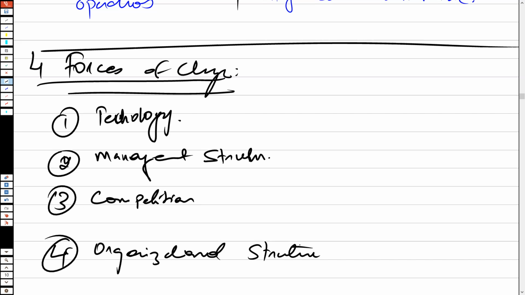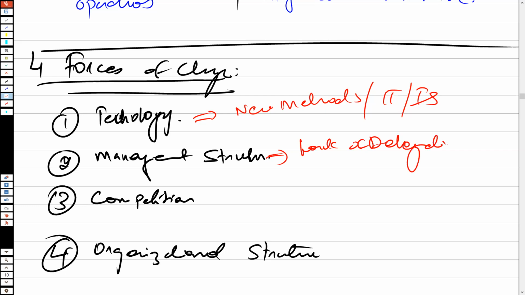So the forces of change are mainly the technology, the management structure, the organizational structure, and the competition. The adaptation of technology, that is the new methods, the new IT systems, the new information systems, is all forcing a change. Then the management structure: management structures are changing, and there is more delegation.